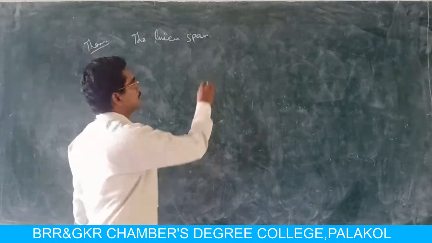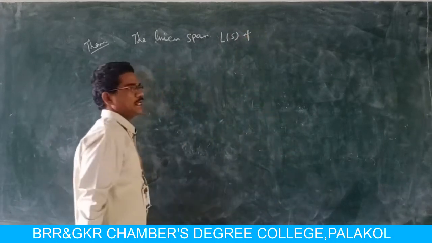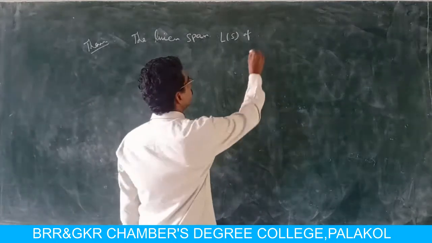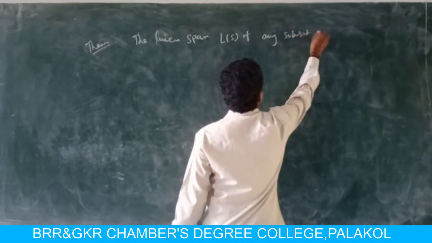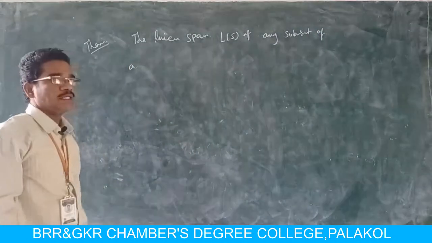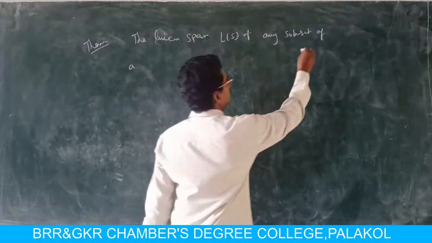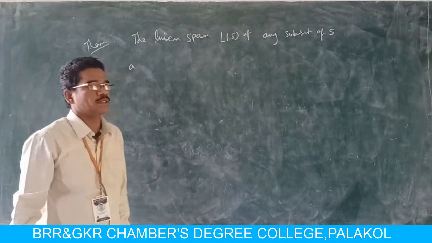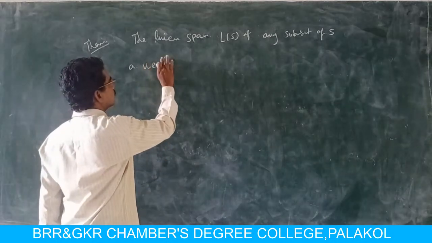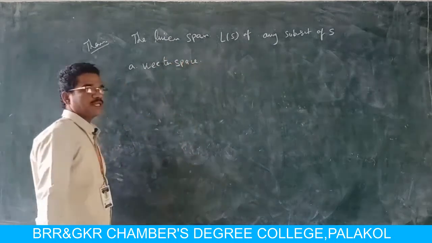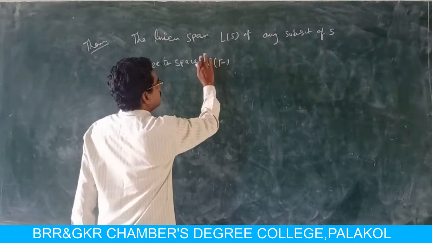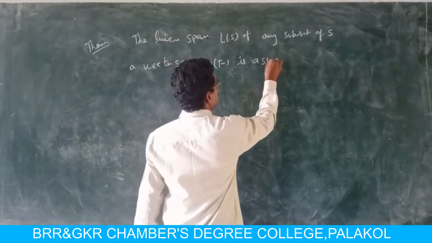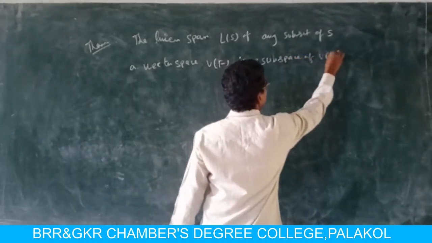Theorem: the linear span, denoted by L of S, of any subset S of a vector space V of F, is a subspace of V of F.